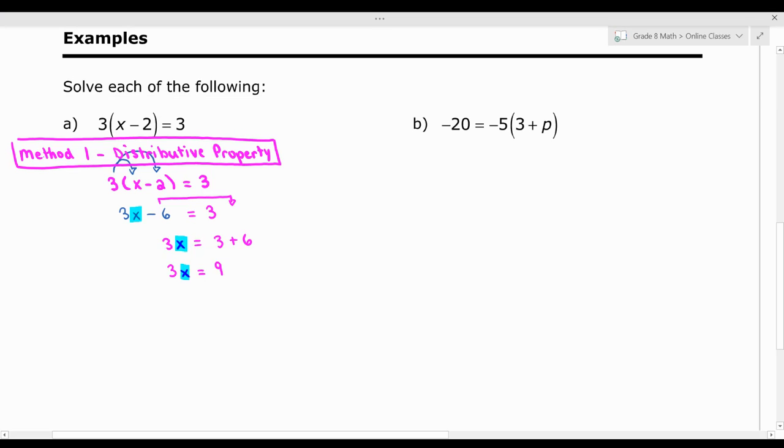Then for me to solve this, I know I have to undo the multiplication by 3. Those will cancel out, balance it. I would get that x is equal to 3.